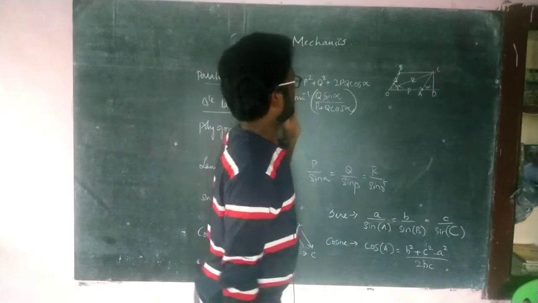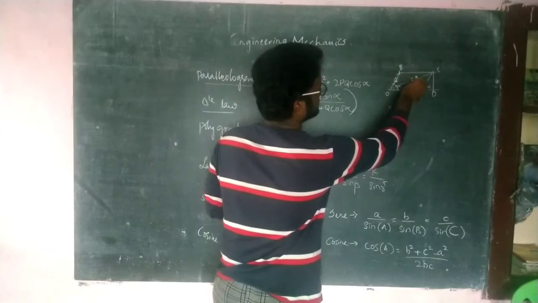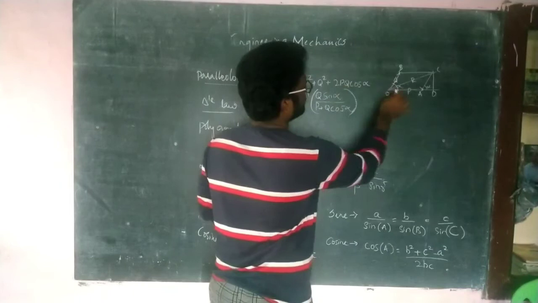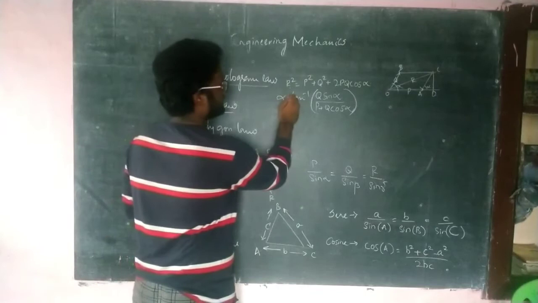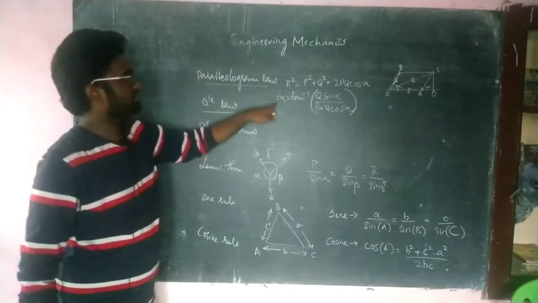That is, R square is equal to P square plus Q square plus 2PQ cos alpha. So R square, that is resultant square, is equal to P square plus Q square plus 2PQ cos of the angle made between P and Q. In order to calculate the direction, you have a formula, that is tan inverse of Q sine alpha divided by P plus Q cos alpha. So these are the two different formulas you have to remember with respect to the parallelogram law.